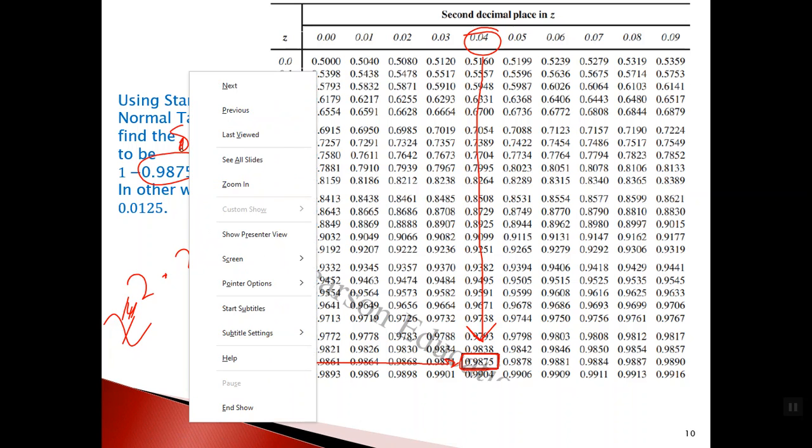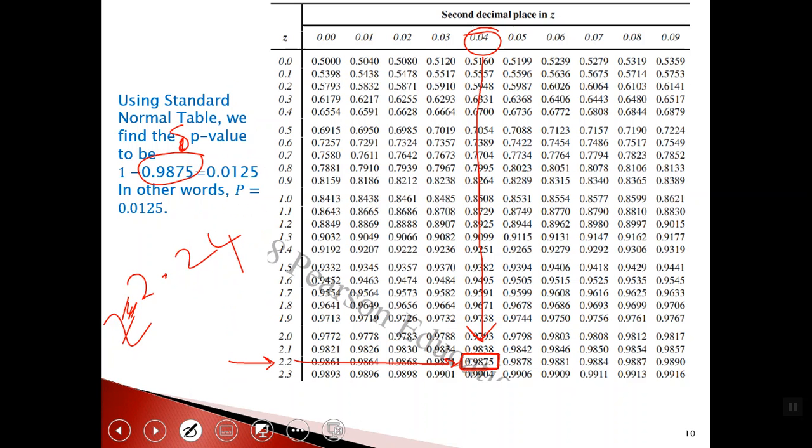How do you find the p value? 1 minus delta. So 1 minus delta means 0.0125. This is your p value.